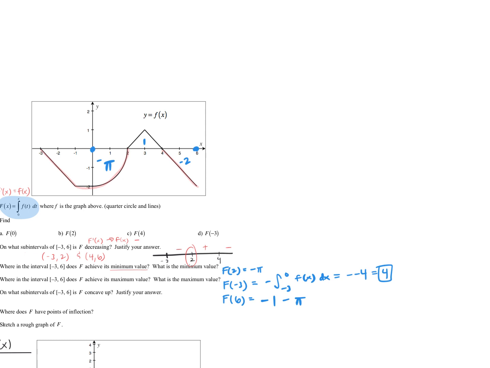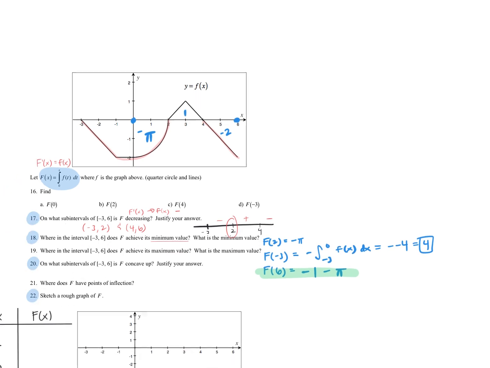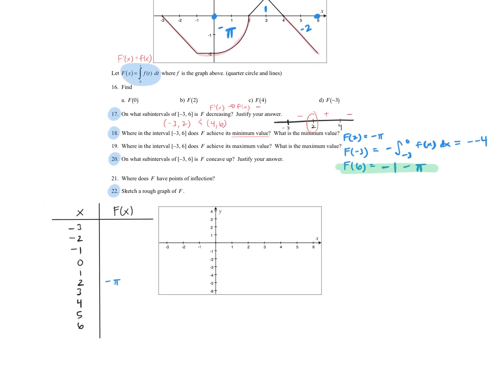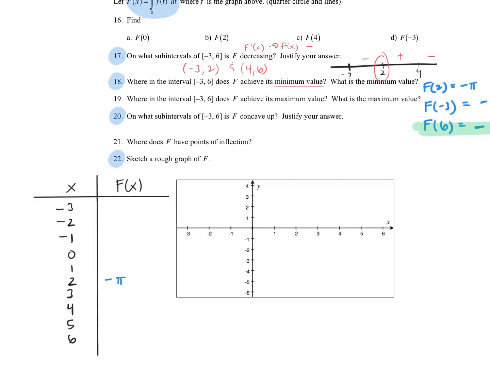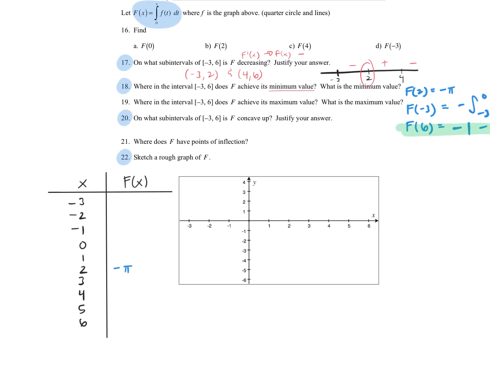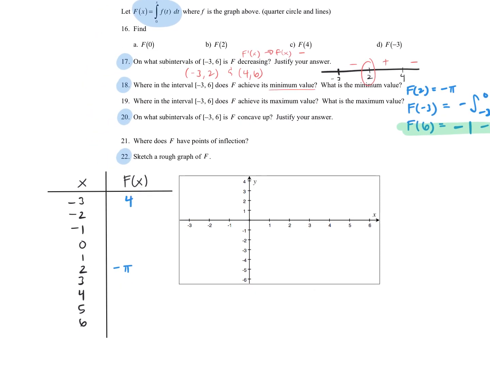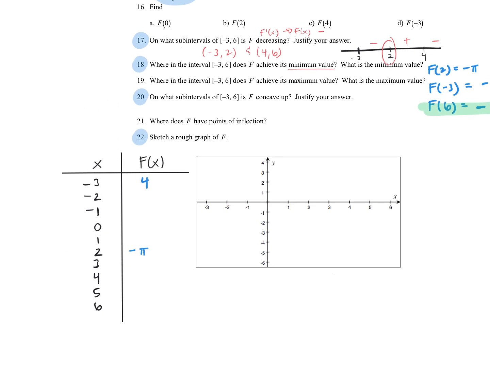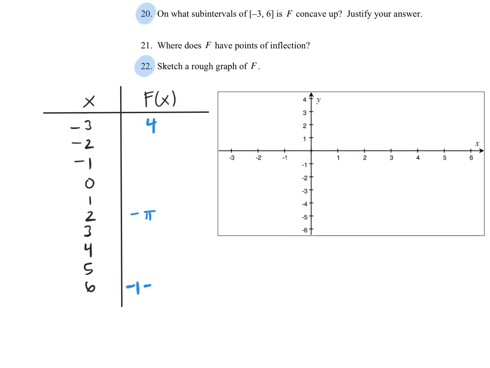So which one is technically smaller? Which one's going to be the minimum? Is it going to be f of 2 is equal to -pi, or is it going to be f of 6 is equal to -1 minus pi? Well, it will be this f of 6. It is going to be smaller than f of 2. So I'm going to plug these values in as well to my f of x function down here. So f of -3 is 4. And then f of 6 was -1 minus pi.